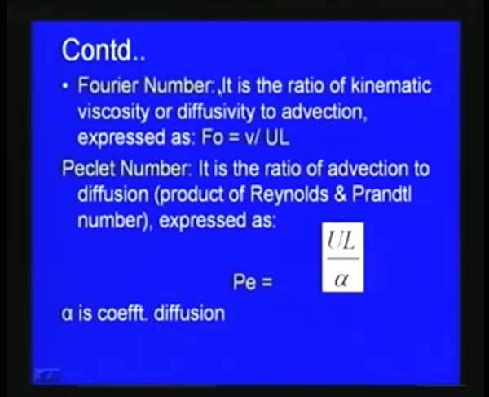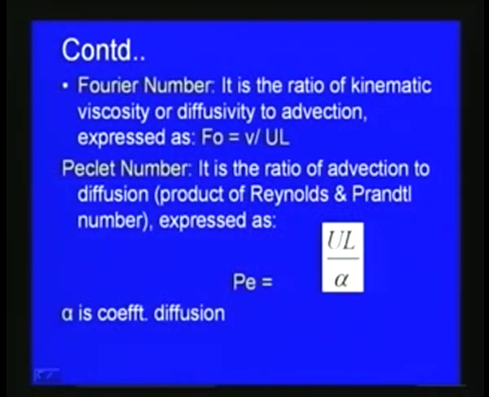And then another important dimensionless number is called the Fourier number. The Fourier number is the ratio of kinematic viscosity or diffusivity to advection. Here the Fourier number is defined as Fo is equal to nu by UL, where nu is the kinematic viscosity, U is the velocity, and L is the characteristic length which we consider.